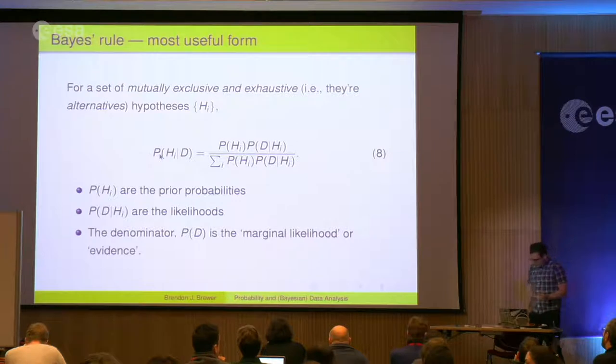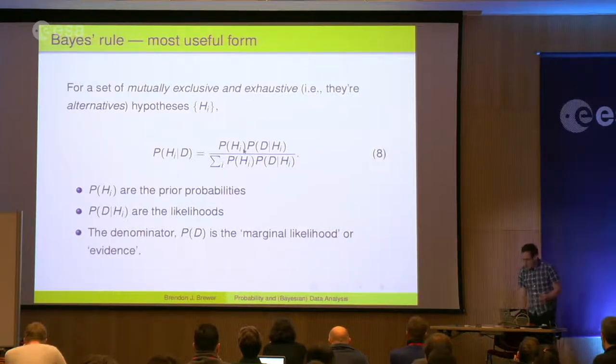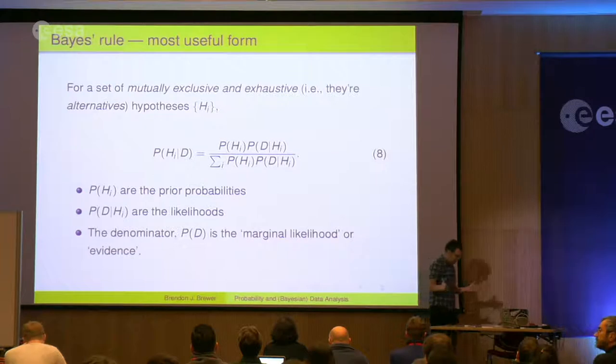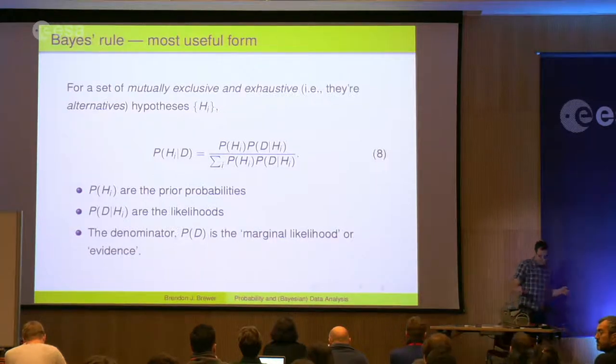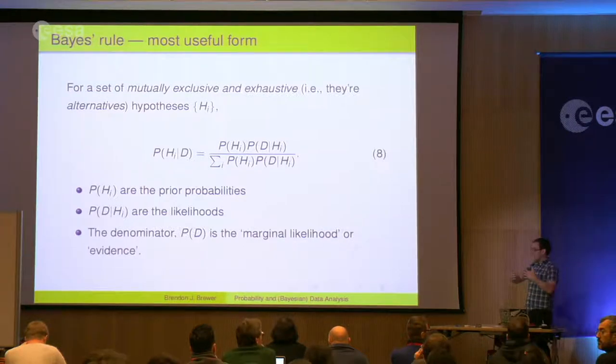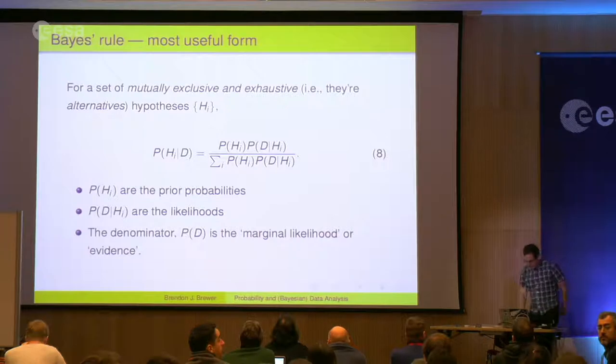So the terminology for all the terms is that all of the P of H_i's are the prior probabilities. If you enumerate a set of possible answers to a question and you assign a probability to each one, and all those probabilities have to be positive numbers that add up to one, those are all the prior probabilities.